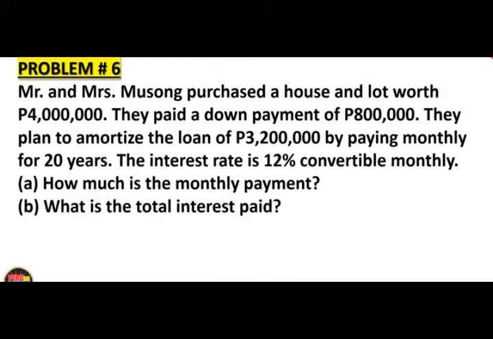Problem number 6. Mr. and Mrs. Musong purchased a house and lot worth 4 million pesos. They paid a down payment of 800,000 pesos. They plan to amortize the loan of 3.2 million by paying monthly for 20 years. The interest rate is 12% convertible monthly. A. How much is the monthly payment? That is, we solve for the A value of the annuity formula. Letter B, what is the total interest paid?